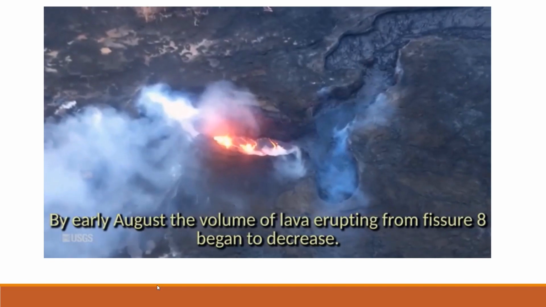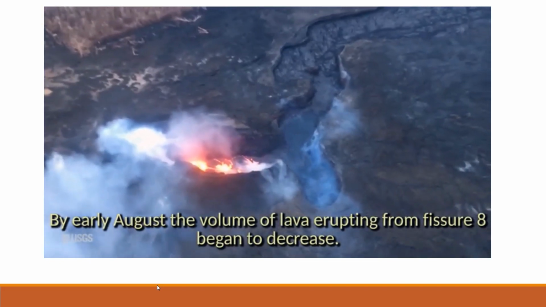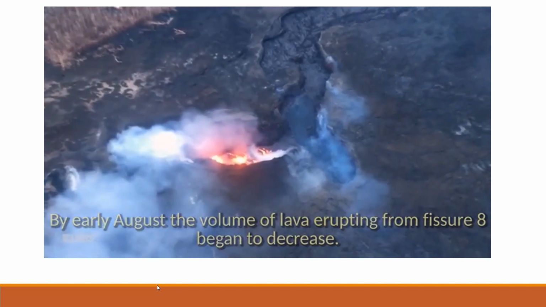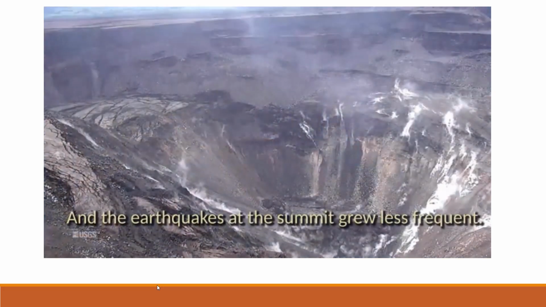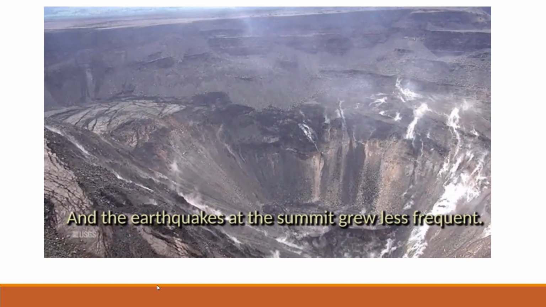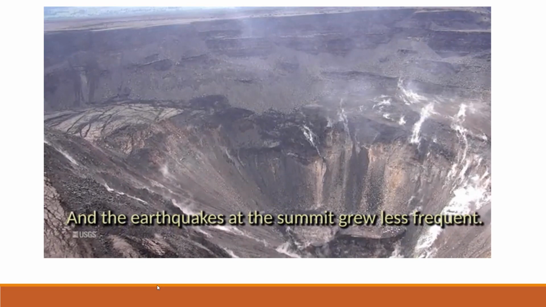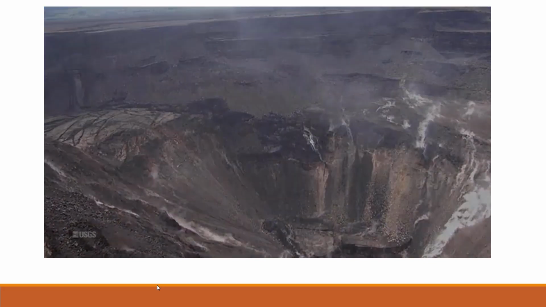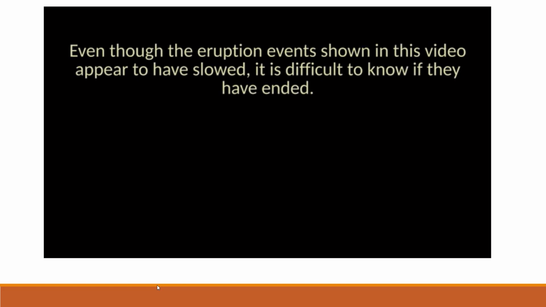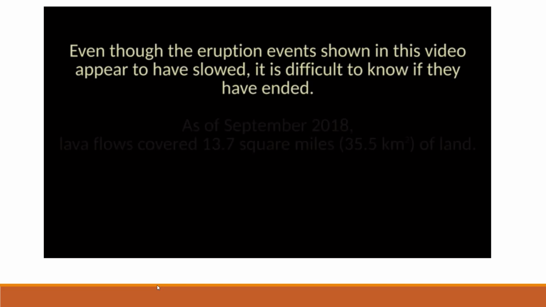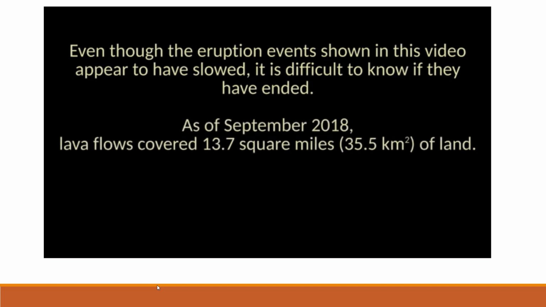By early August, the volume of lava erupting from Fissure 8 began to decrease, and the earthquakes at the summit grew less frequent. Even though the eruption events shown in this video appear to have slowed, it is difficult to know if they have ended. As of September 2018, lava flows covered 13.7 square miles of land.